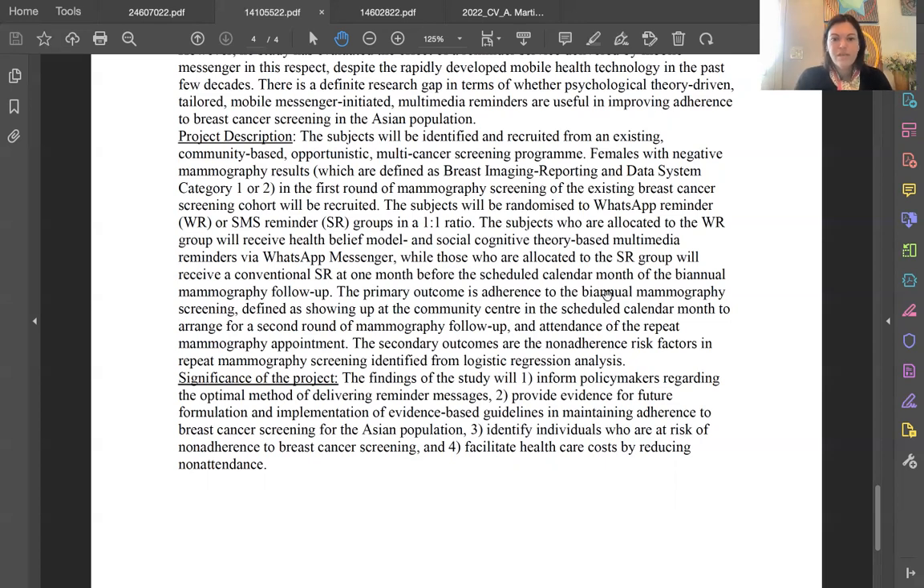Whereas those who are allocated to the texting group will just receive a text 1 month before the scheduled calendar month of the biannual mammography follow-up. Are those two things equal? I don't know if they are.